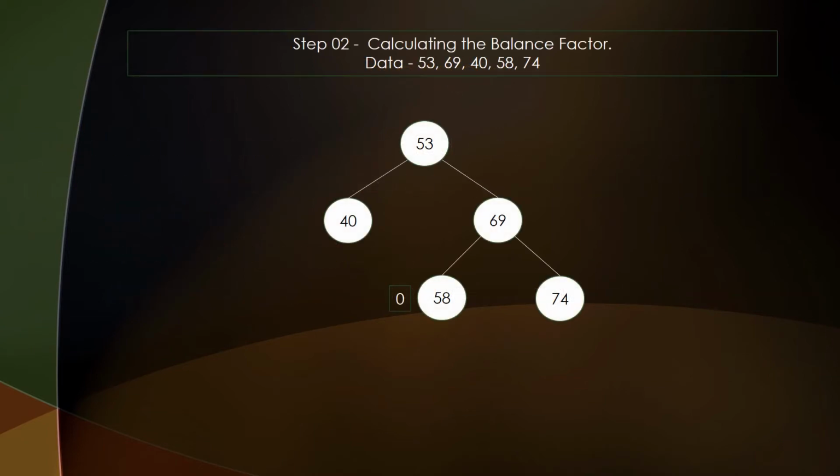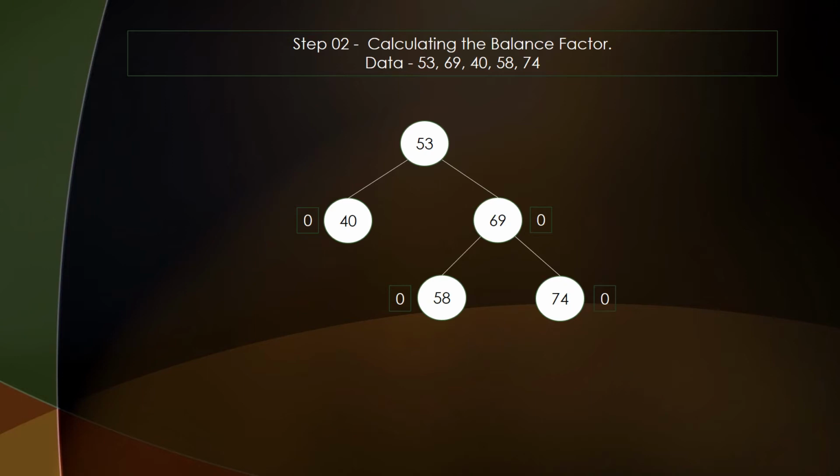So remember the rule: for any leaf node in an AVL tree, the balance factor should always be 0. So since 58 is a leaf node of the AVL tree, its balance factor will be 0. Similarly, for the nodes 40 and 74, since the two are leaf nodes for the AVL tree, their balance factor should also be 0. Now coming to the node 69. Since there is a single level in the left subtree and a single level in the right subtree of node 69, basically node 58 in the level 1 of left subtree of 69 and node 74 at the level 1 of right subtree of 69, according to the balance factor formula, the balance factor of 69 would be 1 minus 1, that is 0.